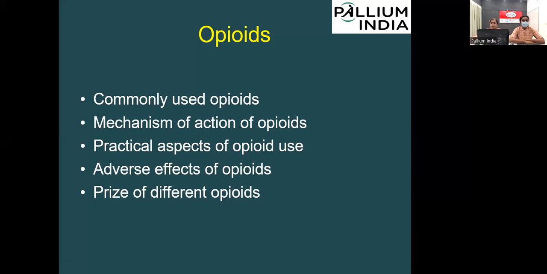And a little bit about the mechanism of action. It's important for you to know how it acts so that you can tell the patients and monitor them for side effects, and you can tell them why. They will ask you a lot of questions, why this is not effective or why am I having this. So you need to understand a little bit of mechanism of action and how to use, practically how to use these opioids in your setting, and some of the adverse effects, and what is the cost of opioids in an Indian setting mostly.